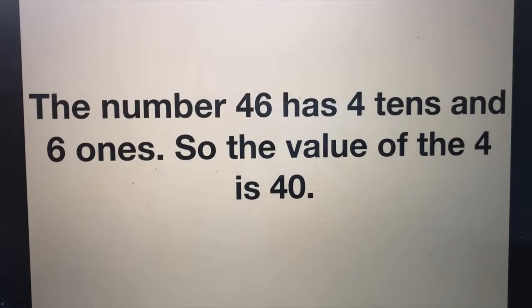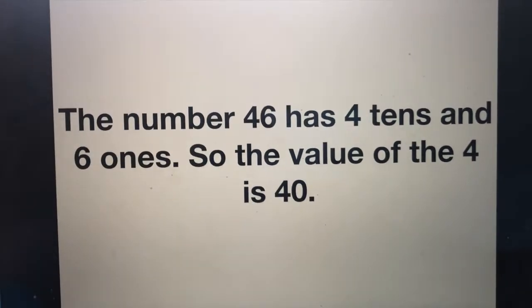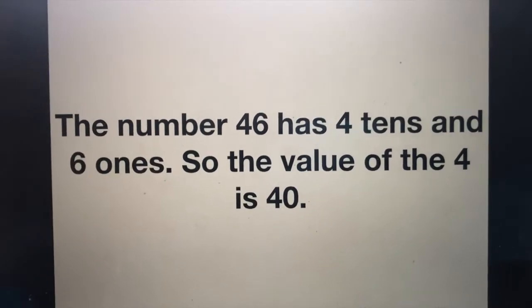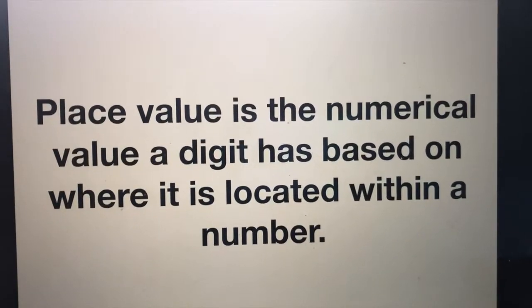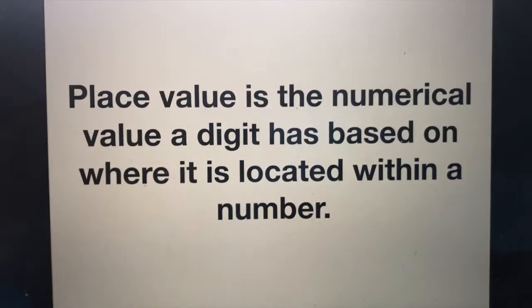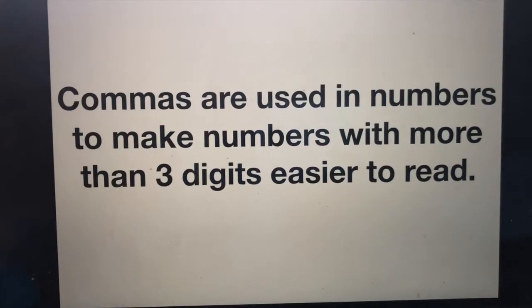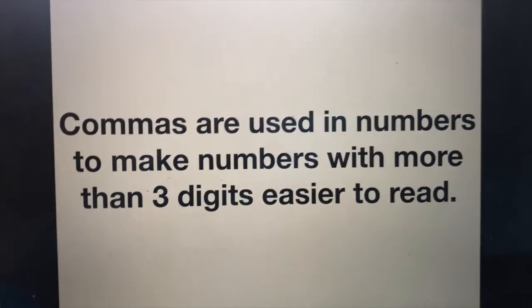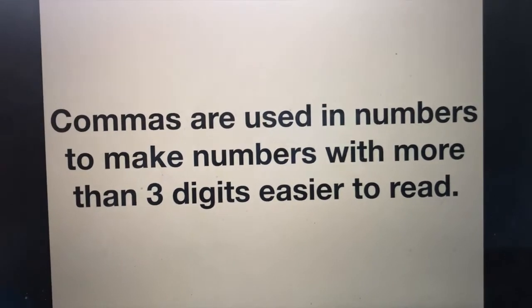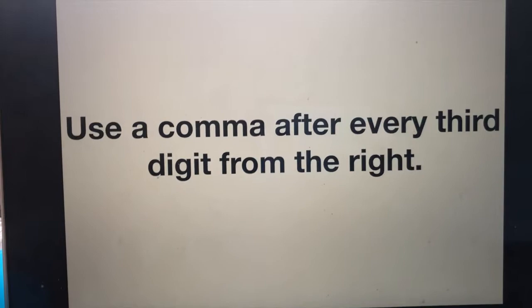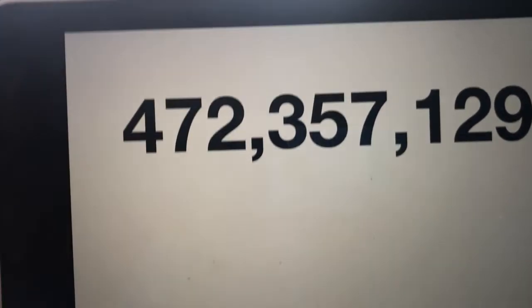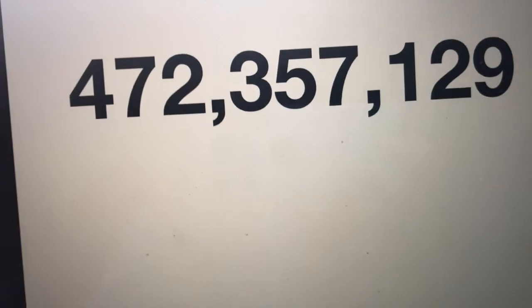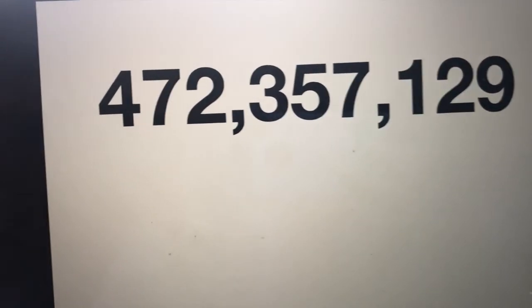For example, the number 46 has 4 tens and 6 ones. So the value of the 4 is 40. Place value is the numerical value a digit has based on where it is located within a number. Commas are used in numbers to make numbers with more than 3 digits easier to read. Use a comma after every third digit from the right. This number is 472,357,129.